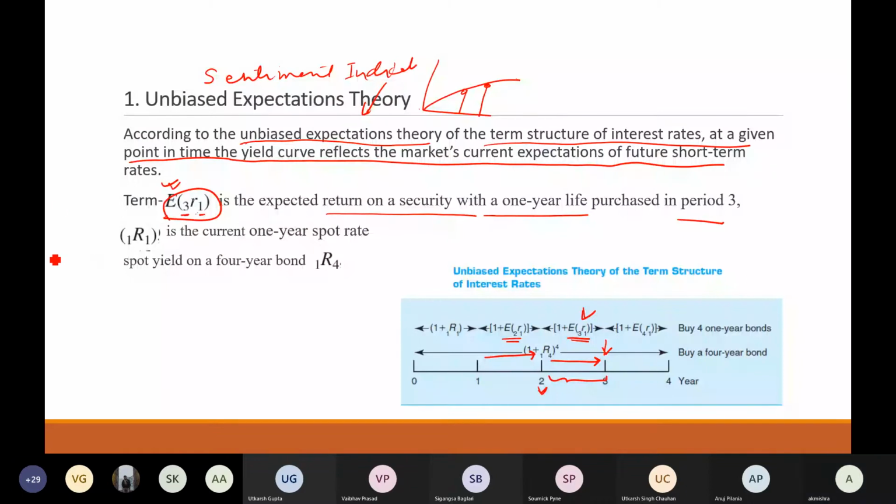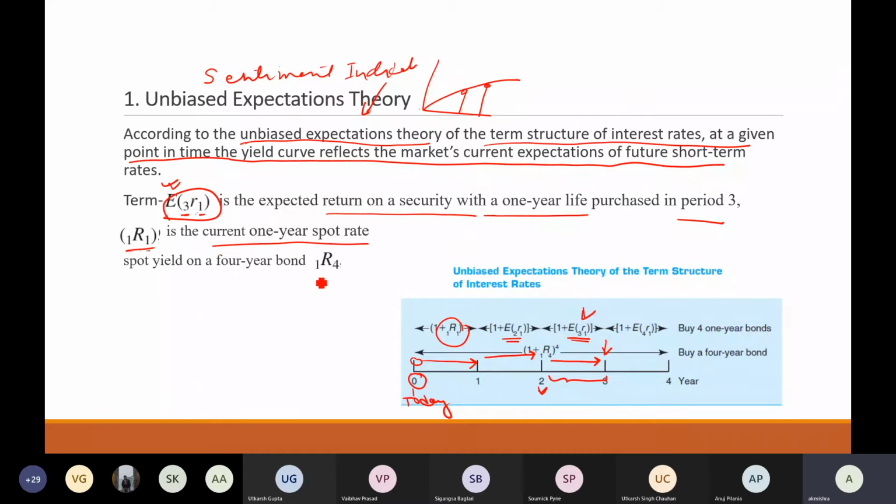And same way, when we are standing here at t equal to 0, this is basically today. When we say today, we are talking about the spot market. So 1R1 is the spot market return for the current time period, or one time period, and that's why this is observable, because you are observing it from the spot market. That's why 1R1 is the current 1 year spot market return.